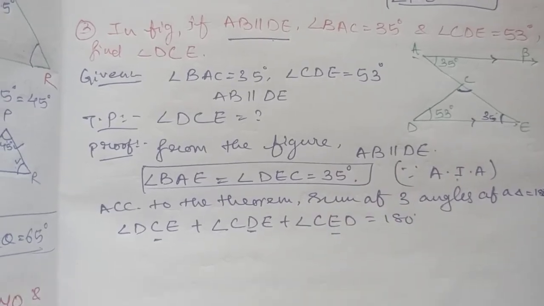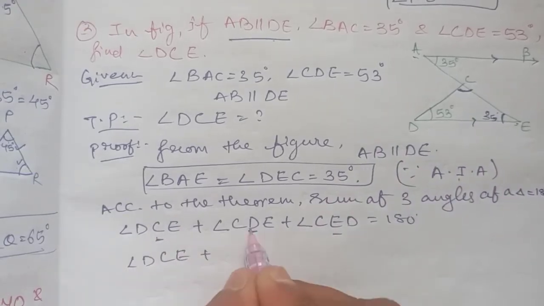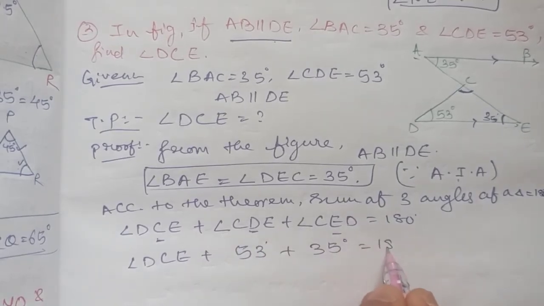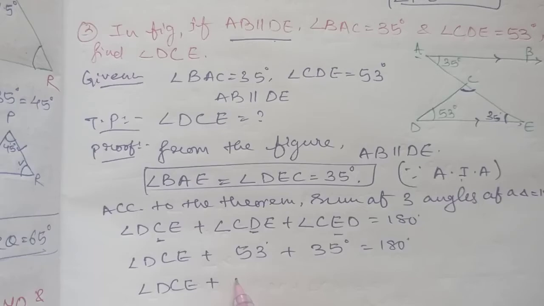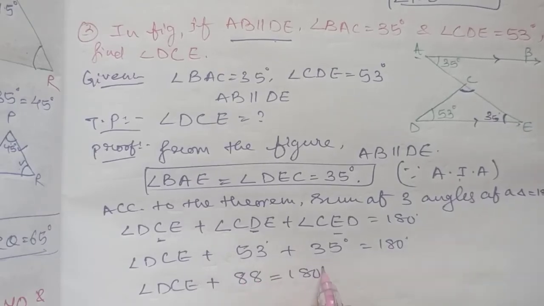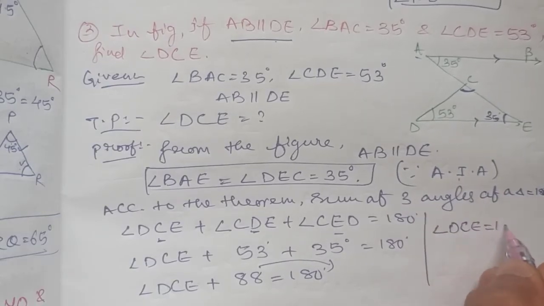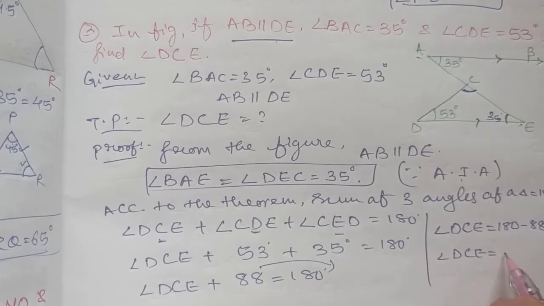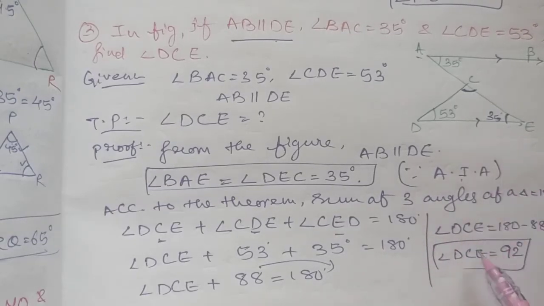Now substitute the values. Angle C how much? Angle C we don't know, so we write DCE. Angle D is 53 degrees. Angle E is 35 degrees, equals 180 degrees. Add both and subtract on that side. Angle DCE plus 88 equals 180 degrees. Bring 88 to this side. We get angle DCE equals 180 minus 88 degrees. Angle DCE equals 92 degrees. So in this way we can easily calculate the value of angle DCE by the angle sum property.